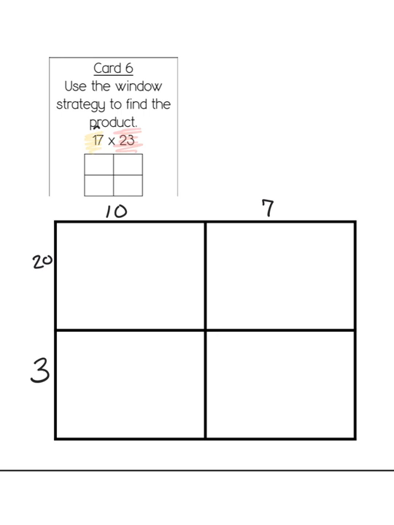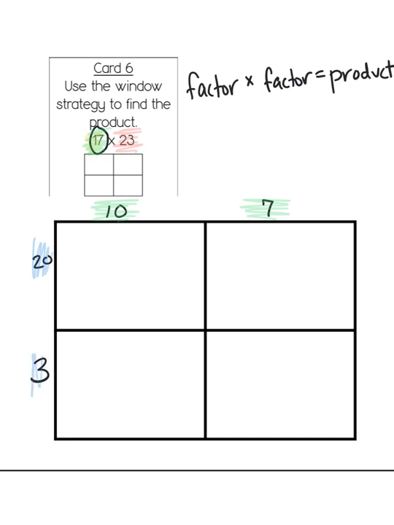So both of these numbers are factors. When we're multiplying factor times factor to get a product or an answer. And so my partial factors on the side have to total the full factor here. So 10 plus 7 gives me 17. And here on the other side, 20 plus 3 gives me 23. So now I'm ready to use the array method or the window method to multiply.